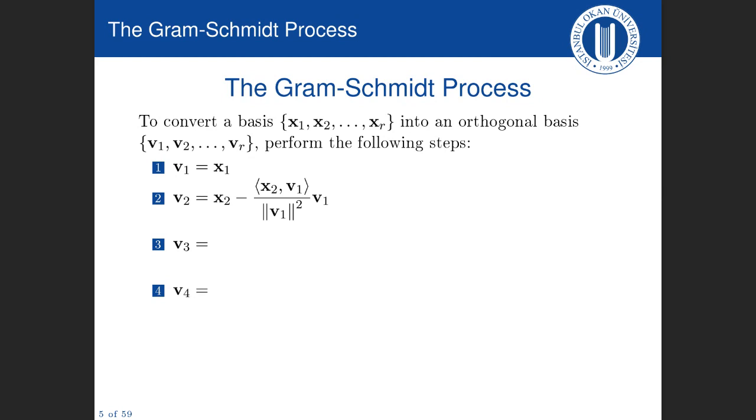the inner product of X2 and V1 divided by norm of V1 squared multiplied by V1. What does that mean? What that means is we're going to take X2, the second vector in the basis that we started with, and we're going to remove the part of that vector which points in the same direction as V1. Let me show you some pictures.